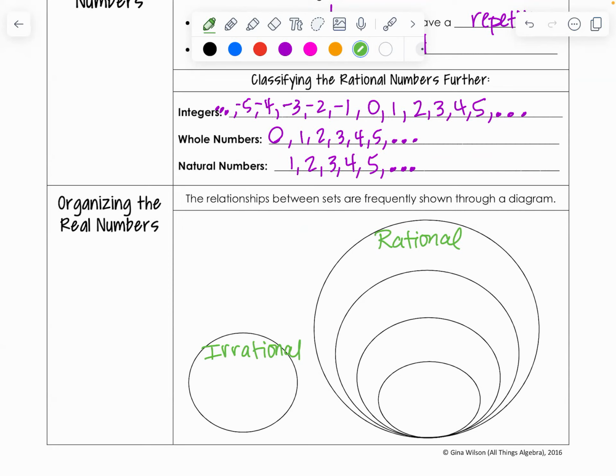Okay. Well, within our rational numbers, we have integers. And then if we take off the negatives, we have whole numbers. And then if we take off the 0, we have natural. So go ahead and label these, and I'm going to talk through this a couple times.